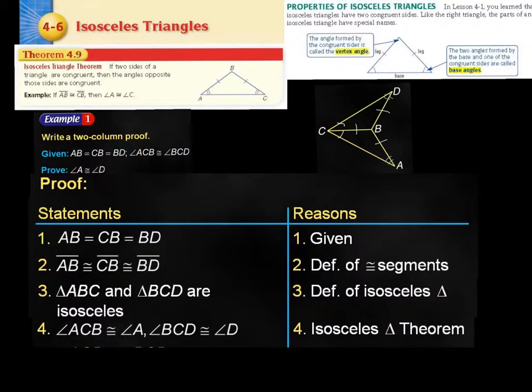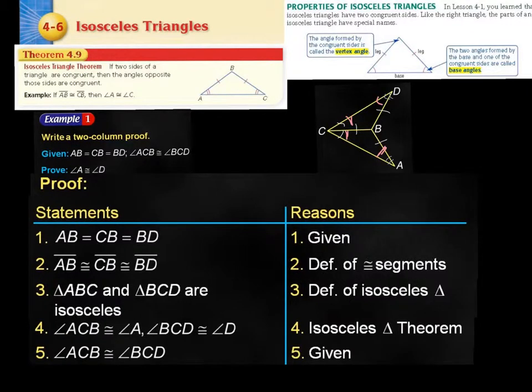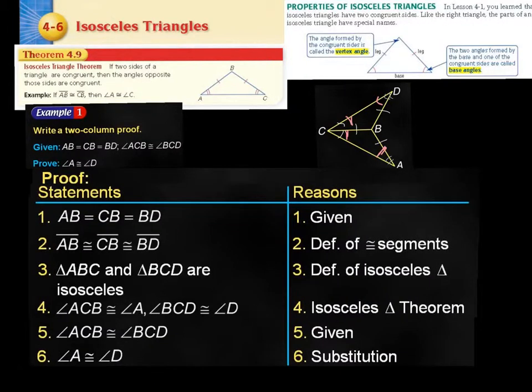So because they're isosceles, we know that angle ACB is congruent to angle A, and angle BCD is congruent to angle D. Now they brought in the other piece of the given, that angle ACB was congruent to angle BCD, because this is when we want to use it. So since angle ACB was congruent to angle A, and ACB is congruent to BCD, and angle BCD is congruent to angle D, we must, by substitution, be able to conclude that angle A is congruent to angle D.